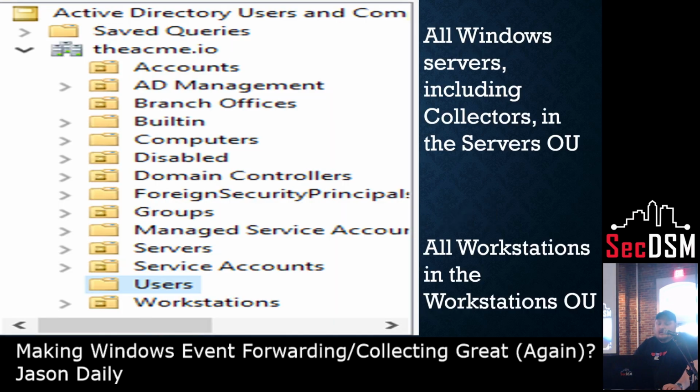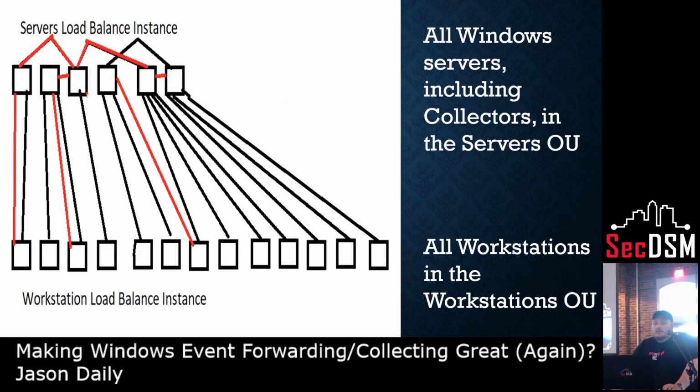In our environment, we have basically OUs for servers and workstations. Basically, all the collectors are servers, and your workstations, of course, are in your workstation OU, with GPOs linked to those to forward the events to the appropriate collectors. Basic kind of diagram in our environment that we did come across. We have a server load balance instance and a workstation load balance instance.